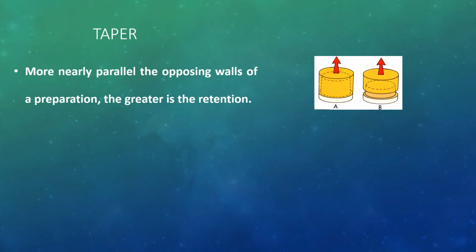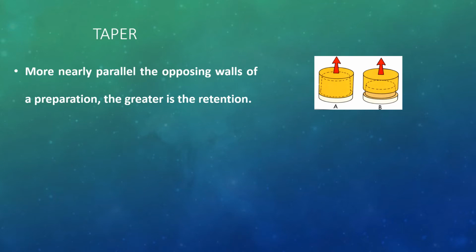And next, coming to your taper. You have to ensure that the preparation that you have done should have enough taper, right? Your preparation should be more like a converging way, and it should not diverge. Taper is of more importance, especially when you are doing a multiple unit bridge.